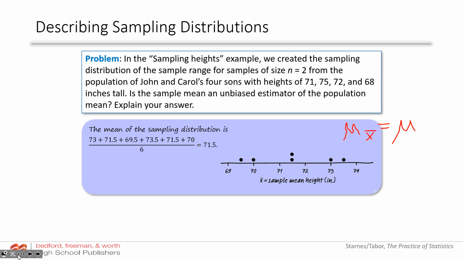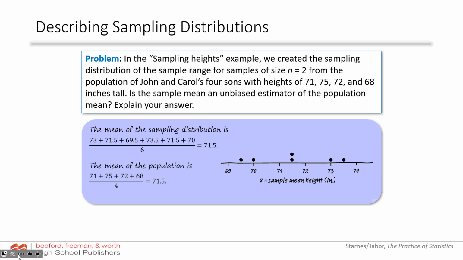So here in the dot plot, this was the sampling distribution for the sample means. So again, all the possible samples of size n equals 2 from the population, and there were 6 of them, 6 possible combinations. So these are all the sample means, and we take the mean of all the means. So all the individual means are listed here, 73, 71.5, etc. Add them all up, divide by 6, because there were 6 of them. So this calculation right here is the mean of all the x bars.